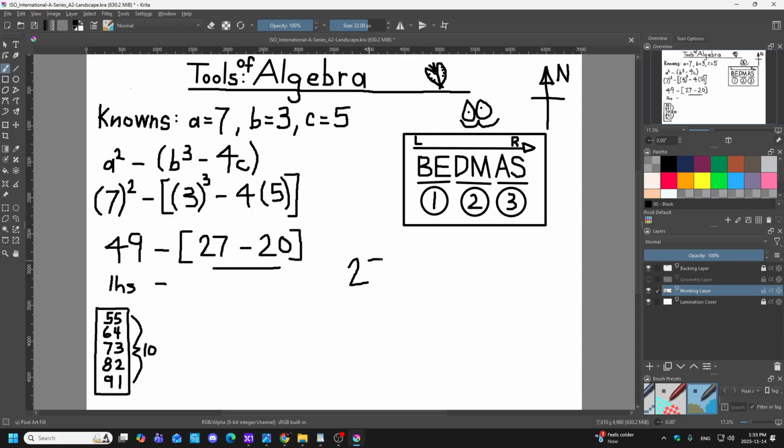This is quick math. 20 take away, bear with me, 27 take away 20 is 7. Okay. And I'll clean that up. And then I'm just going to put my 49 down here. And then I'm going to go subtract. That's this one here.